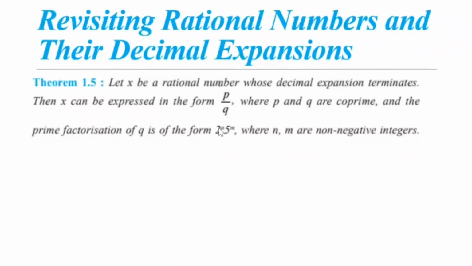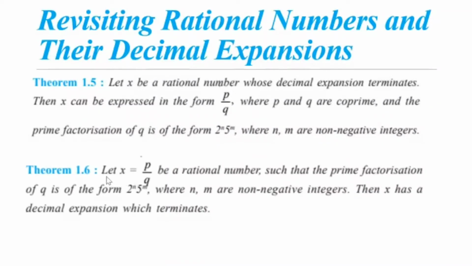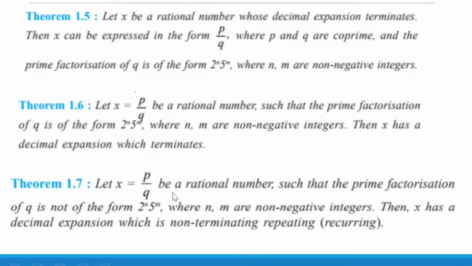So a number terminates if it can be expressed in the form of p upon q, and q can be written as 2 raised to the power of n into 5 raised to the power of m. So theorem 1.6 states that in case I can factorize this denominator q in this form, 2 raised to the power of n into 5 raised to the power of m, then the decimal expansion will terminate. So likewise, if x is equal to p upon q be a rational number, such that the prime factorization of q is not of the form, in case it is not of that form, then the decimal expansion will be non-terminating and repeating.